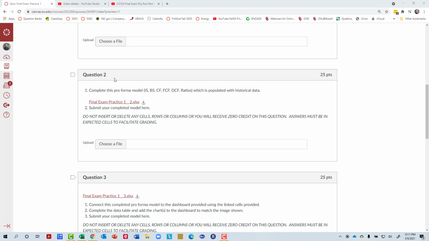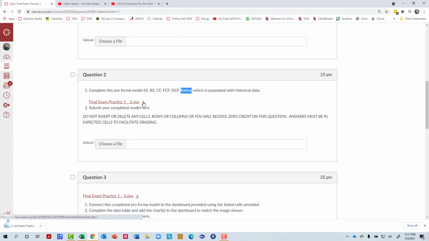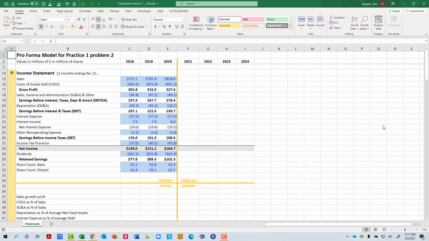Now let's work on question 2. I'll read the problem here, complete these pro forma. Actually not going to have any ratios on this exam, took too much time. For data. So we'll download that, complete our final model here. And again, please don't insert or delete any cells, rows, or columns. Just makes it much harder to grade.